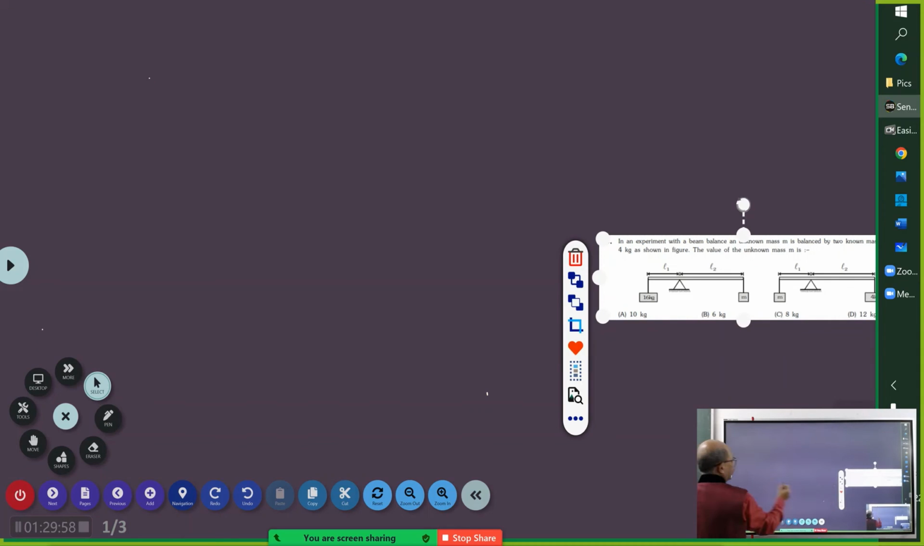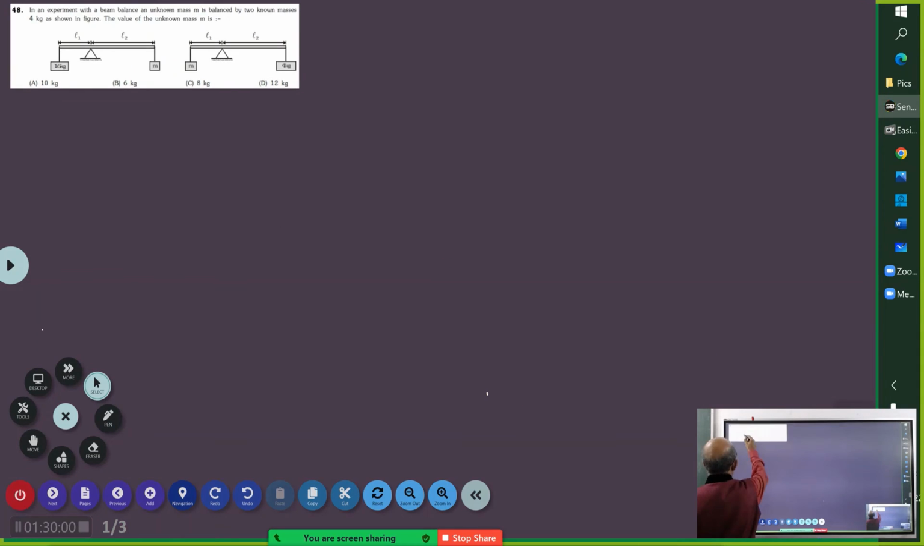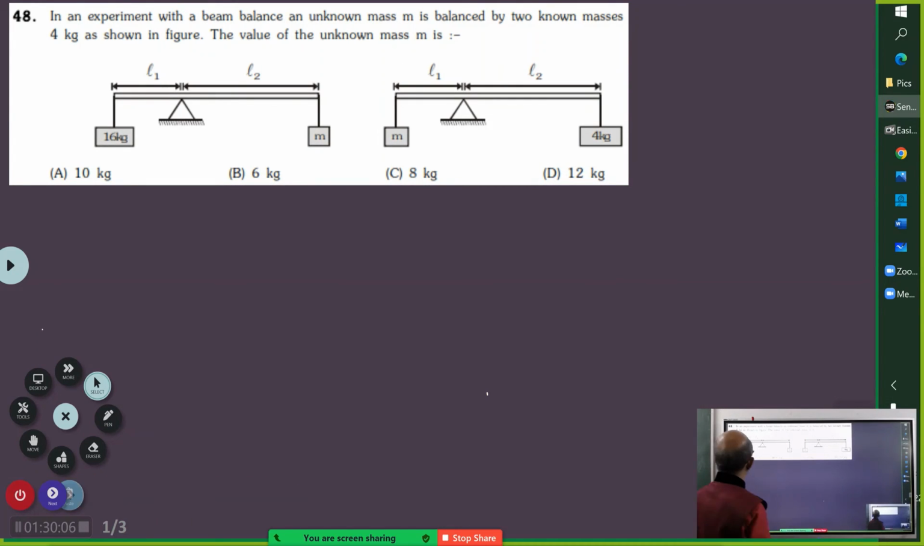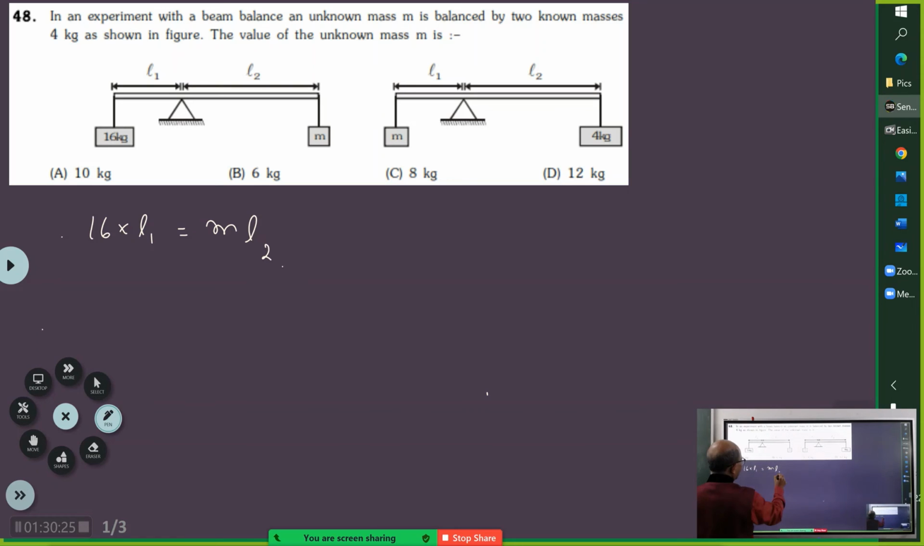This was just a small problem. Next: an experiment with an unknown mass and a 16 kg mass, with lengths L1 and L2. This will be very simple. In the first case, 16 into L1 is equal to M into L2. In the second case, M into L1 is equal to 4 into L2. They are asking you for the unknown mass.